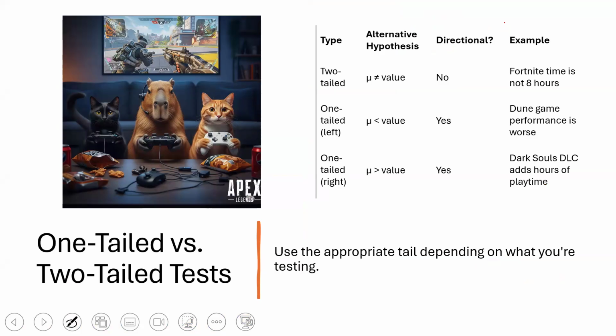As we just discussed, we only care about results in one direction in some tests. That's a one-tailed test. For example, are players spending more time in Apex Legends since the new update? Other times, we're open to detecting changes in either direction. Those are the two-tailed tests. For instance, has the average screen time changed this semester? Maybe it increased or maybe it decreased. The type of test affects how we calculate the p-value. In one-tailed tests, we only consider one end of the distribution. In two-tailed tests, we consider both.